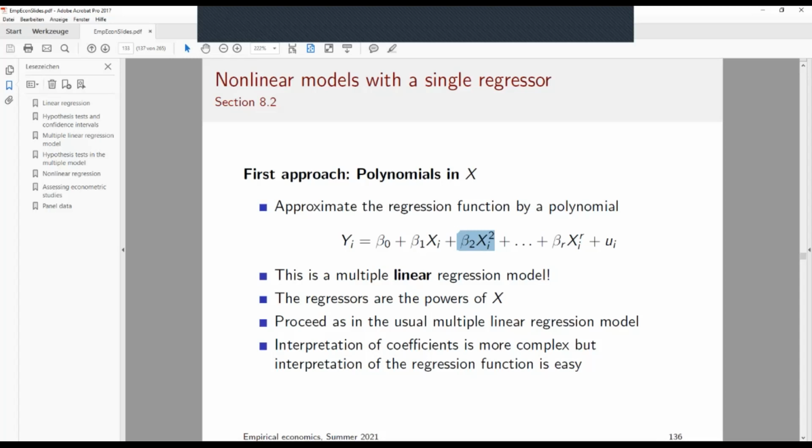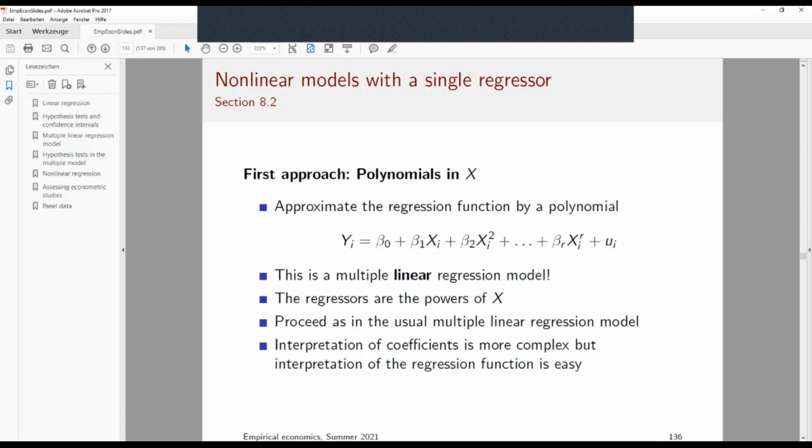On the left-hand side, we have our dependent variable. On the right-hand side, we have a sum of regressors with their respective coefficients. And we could rename this xi squared regressor to w, the xi to the power r regressor to z, and then we would have a complete linear model, just the way we saw them before. That is a very convenient way of looking at this type of nonlinearity, because that means that we can proceed the same way we did in the classical multiple linear regression case.